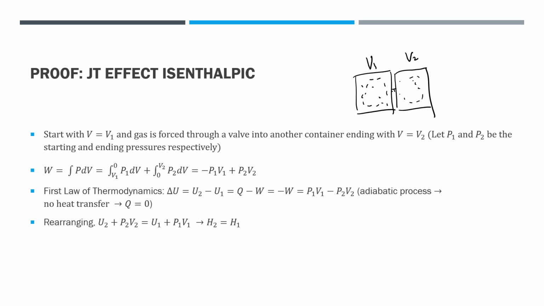So essentially, we have this gas in a volume of V1, and it also has a pressure of P1, and now what we do is we throttle it, right? We push it super fast through a tiny hole into a new volume that has a pressure of P2. And we're trying to figure out, what is the enthalpy change of this process? So first, we start with volume equals V1, and the gas is forced through a valve into another container, ending with volume equals V2. And P1 and P2 are the starting and ending pressures.